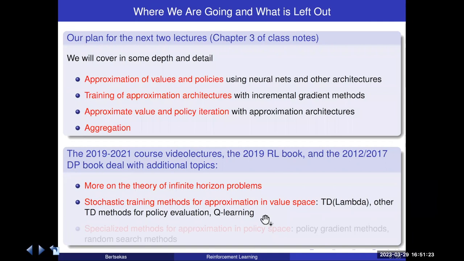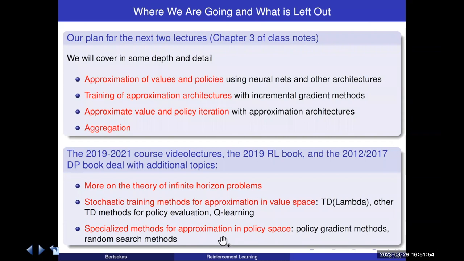All of this we did not cover. There's some of that in this book, more in here, and also in the references given there. Finally, there's a fairly popular topic in quite a few groups in artificial intelligence type of reinforcement learning, involving approximation in policy space and policy gradient methods.